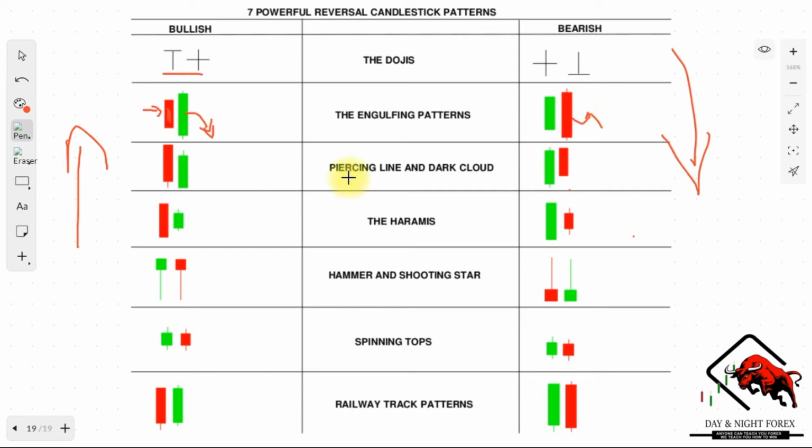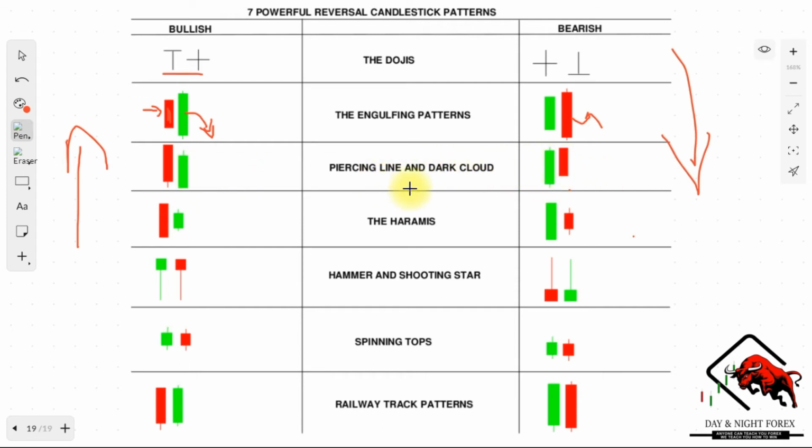And then the third one, we have our piercing line and dark cloud. With the piercing line in a bullish setup, this candlestick will open below where this one closed, then go up and close above at least the midpoint of this one. The dark cloud is just the opposite. This candle will open above the close of this candlestick, and the last candle should be bearish in a bearish market. Here the last candle should be bullish in a bullish market. So this is what they are exactly.